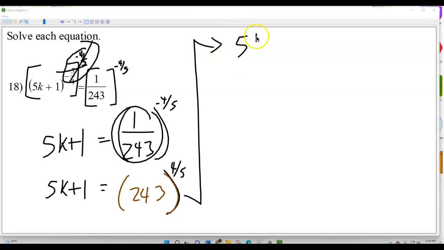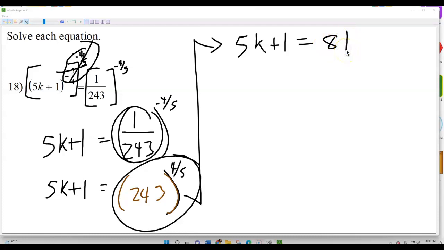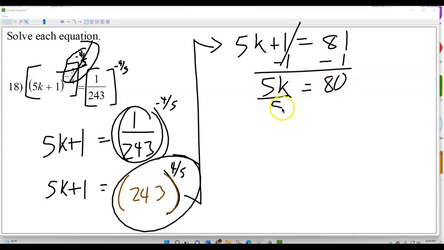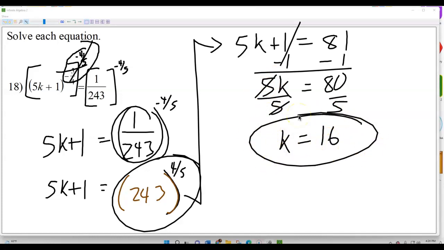So we have 5k plus 1 equals, and we just found out this whole thing here equals 81. And from there we just solve it. So the hard part here is the part that I just erased, and that is actually simplifying the root. But there's our final answer.